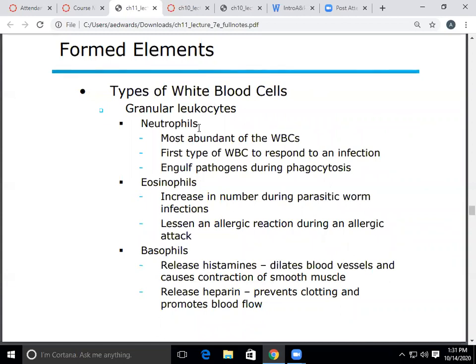You also have basophils. Basophils release histamines. They can dilate your blood vessels and make your smooth muscle constrict. They also release heparin. Heparin is involved in preventing blood clotting. It also helps blood to flow. You may have heard, either working in healthcare or watching TV shows, "we've got to give this person a heparin stat." That's what they're talking about. They're either trying to prevent clotting or they're trying to promote blood flow to some area of the body.